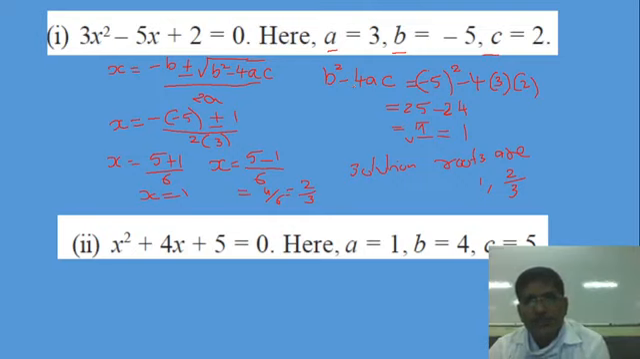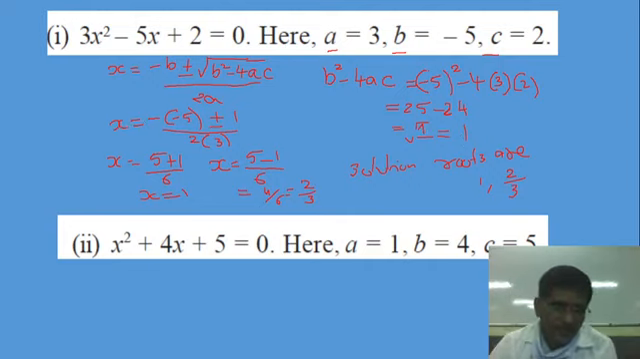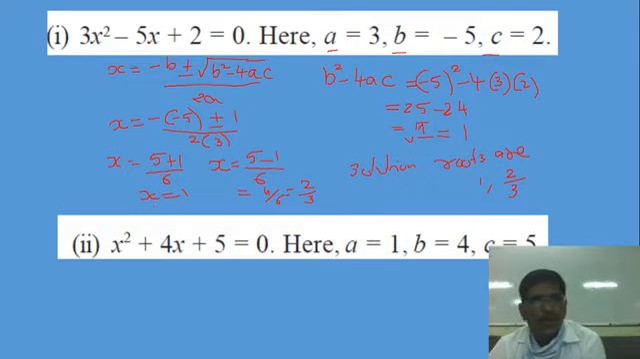So b square minus 4ac I have found, that is under root 1, but under root 1 is also 1. Now we have to put the values of a, b and c in the general formula. So if you put the values of a, b and c in the general formula, we get two values, x equal to 1 and 2 by 3. Clear or not now?